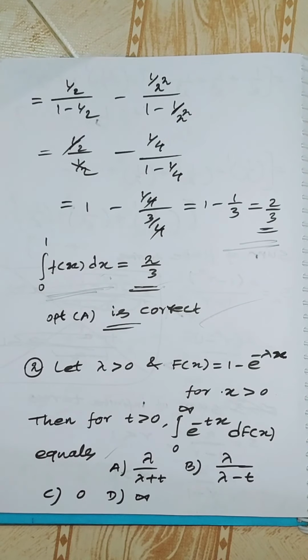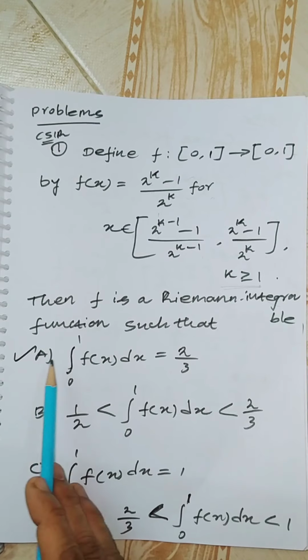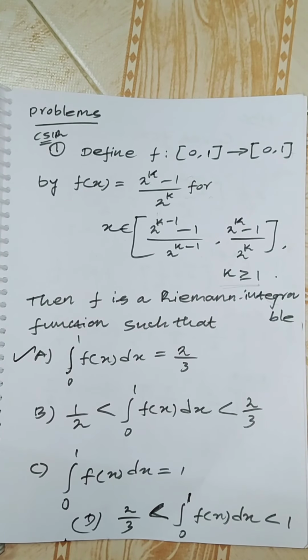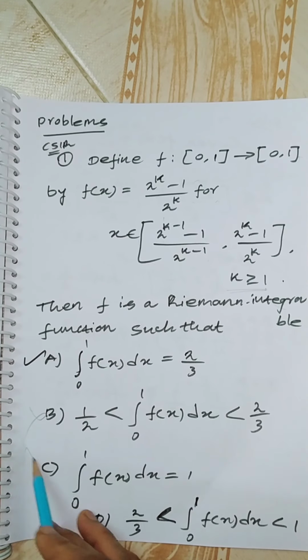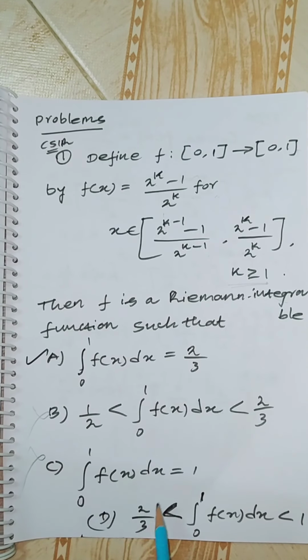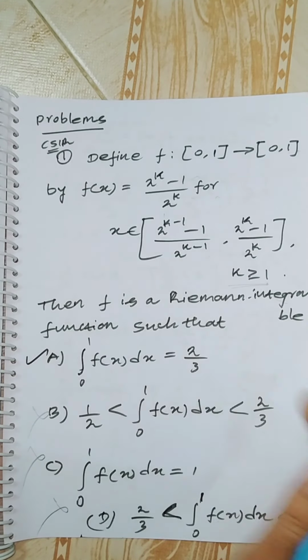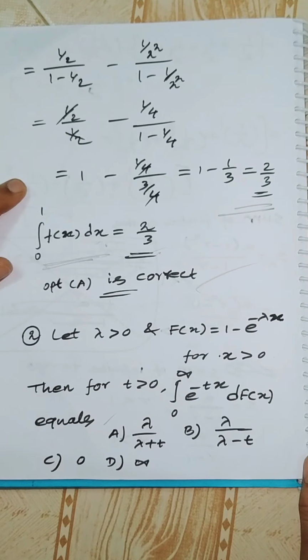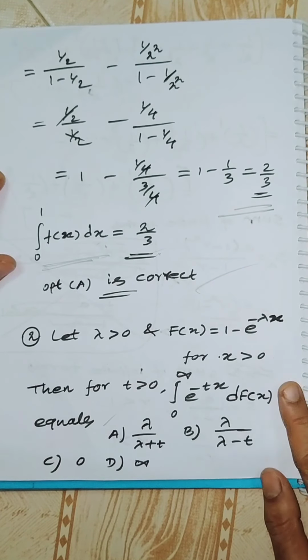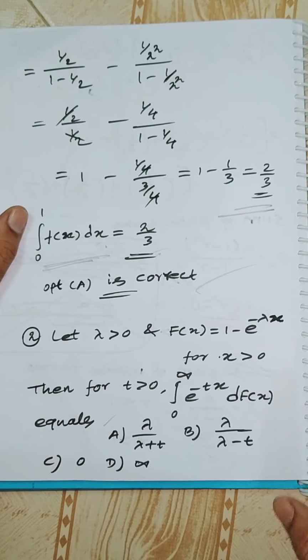So let us look at the options. The first one is the correct option. The remaining are wrong: not less than, not equal to 1, and also not less than 2/3, less than 1. So option A is correct. So next problem, very easiest problem, dead easy problem. But when we look at it, we wonder why this problem looks like this. But when solving, it is very easy ordinary integration, that's all.